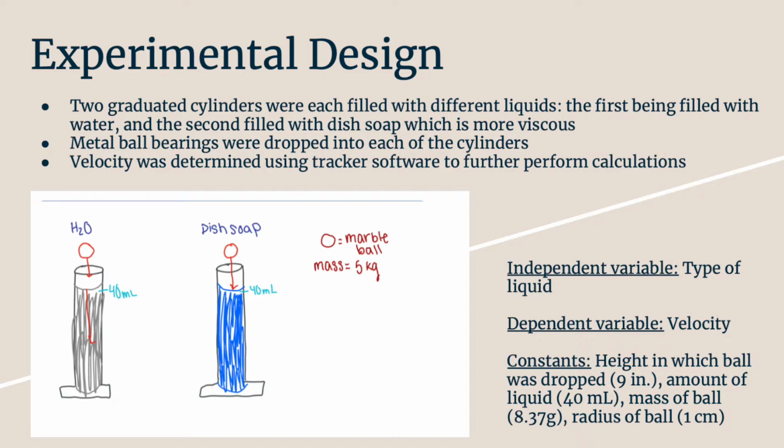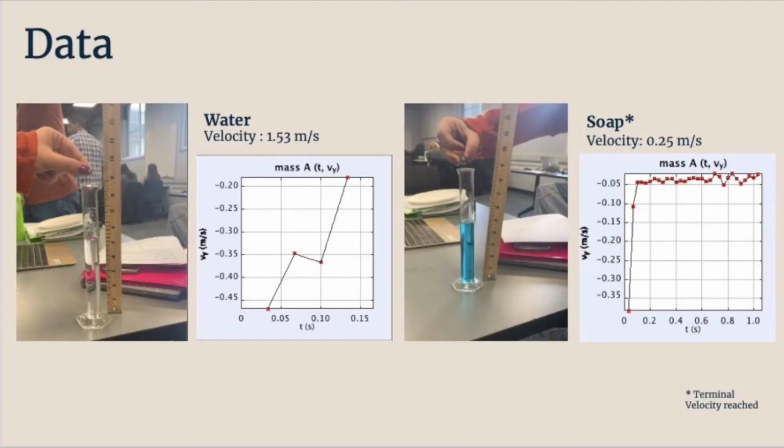Our independent variable was the type of liquid because we changed that throughout. Our dependent variable was the velocity, and our constants were the height from which the ball was dropped. The ball was dropped from 9 inches both times, and the amount of liquid was always 40 milliliters, and the mass of the ball and radius remained constant as well. The experimental setups and the velocity graphs are shown for both trials.